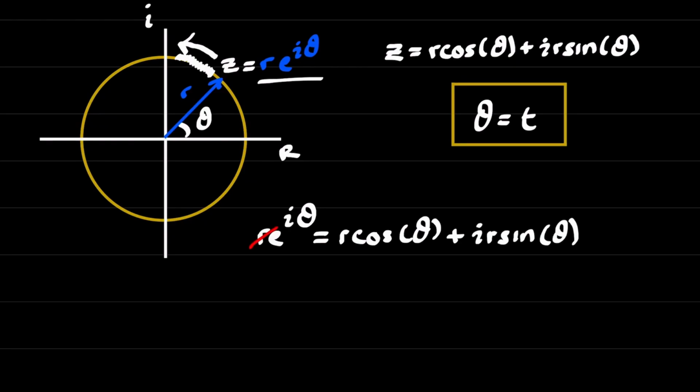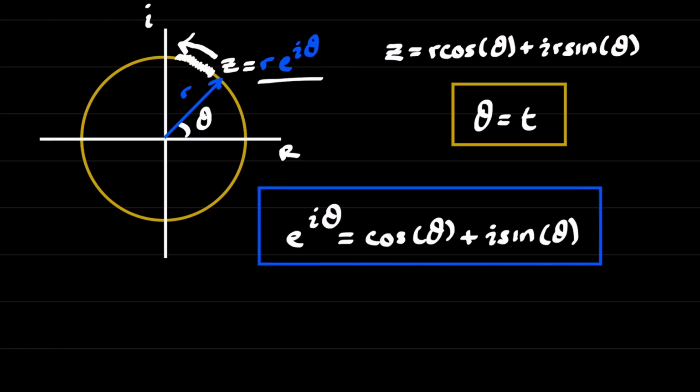The constant r is common in every term, so we can cancel it out. We are left with the following expression: e to the I theta equals cosine of theta plus I times the sine of theta. This is Euler's formula, one of the craziest equations in all of math. It is pivotal in fields like quantum mechanics, complex analysis, signal computing, and differential equations.